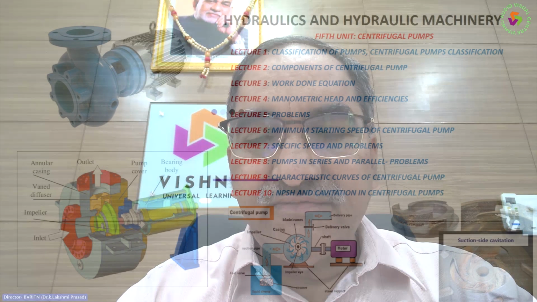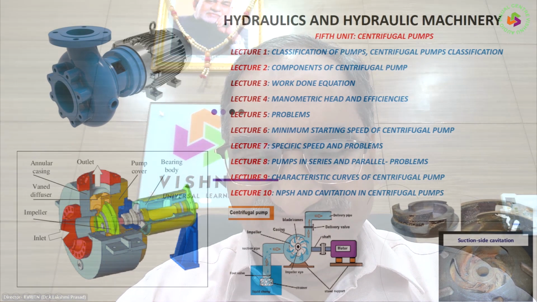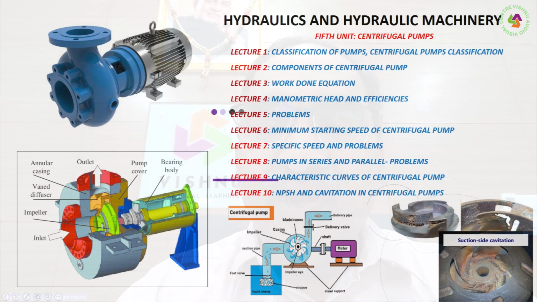We have completed 4 units, and now in today's class, we are entering into the final unit of the syllabus, Hydraulics and Hydraulic Machines. This final unit consists of pumps. There are again 4 parts in these. 2 parts belong to one type of pumps and the other 2 parts to other types of pumps.